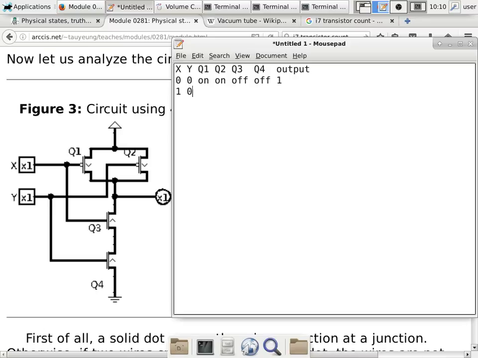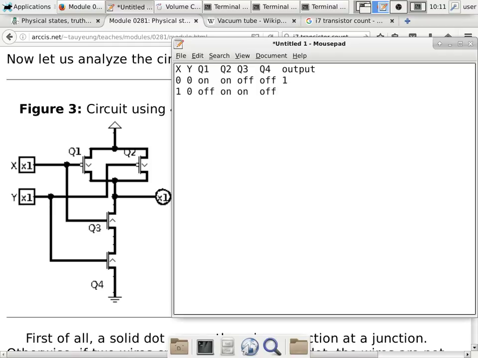So the next one is a 1 and a 0. Okay, so if X is a 1, is Q1 on or off? It's off. Very good. What about Q2? Q2 is still on because Q2 is controlled by Y and not X. What about Q3? Q3 is on because Q3 is controlled by X, but because it's an N transistor, a high voltage would turn it on. Okay. What about Q4? Q4 is off because Q4 is controlled by Y, and Y is still 0 in this case. And for an N transistor, if the input is low, it is off.